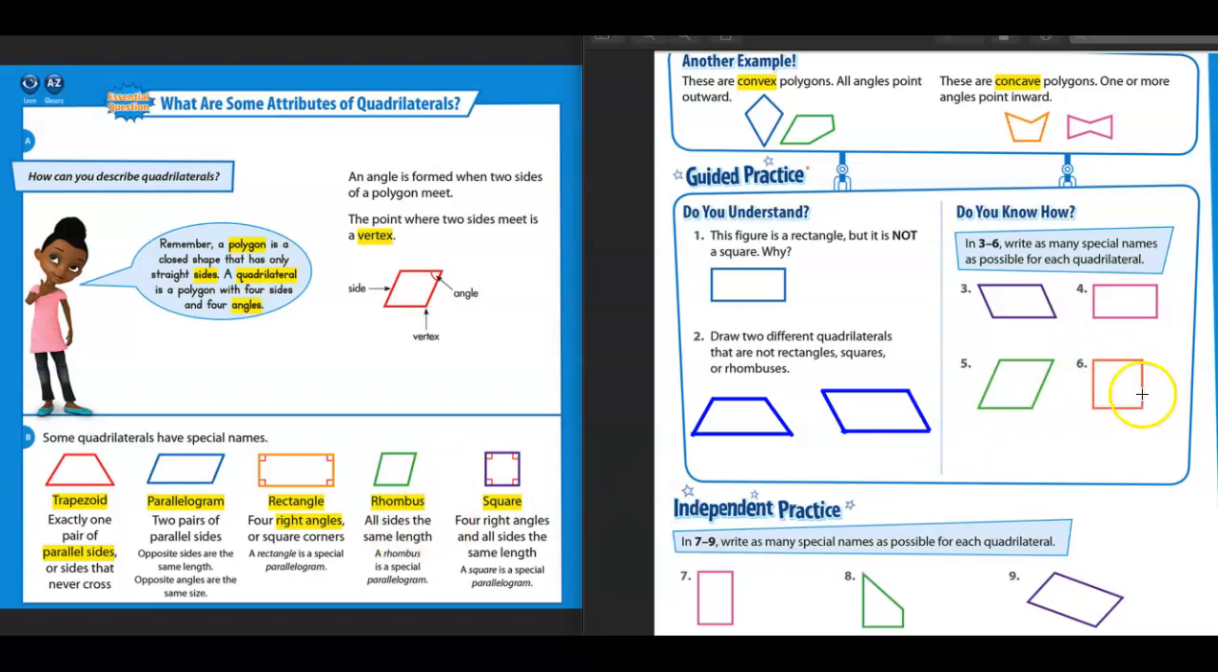It has four right angles and all sides are equal. This could also be a rectangle because the definition of a rectangle is that it has four right angles or square corners, and this does. So that's it for today for our first lesson in geometry.